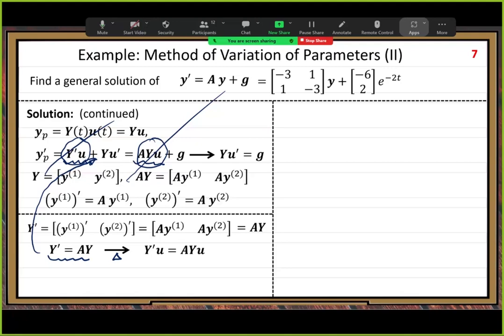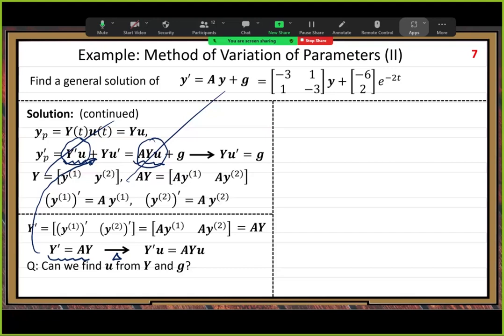Now it is much simplified. Before simplification, it's too hard to solve, too complicated. But after simplification, it is much easier to solve. We can see we are very close to the final solution. Question: can we find u from y and g?